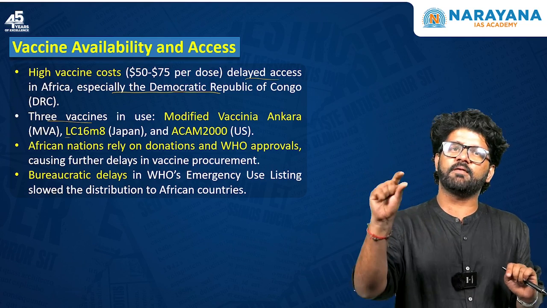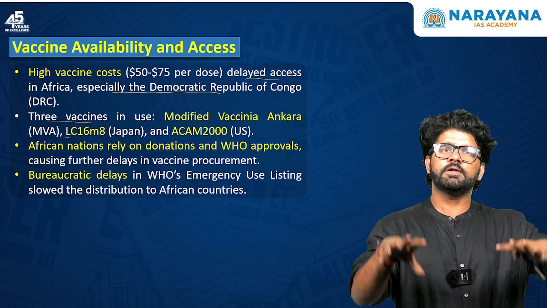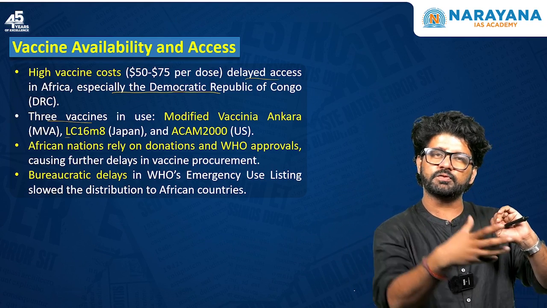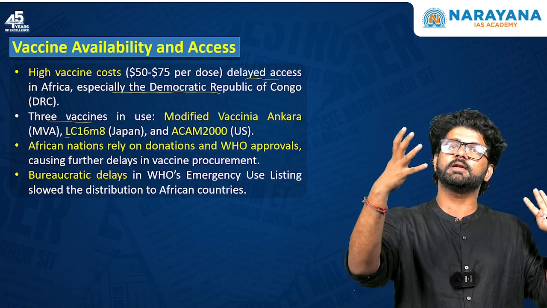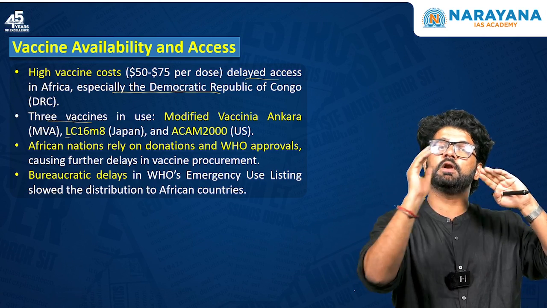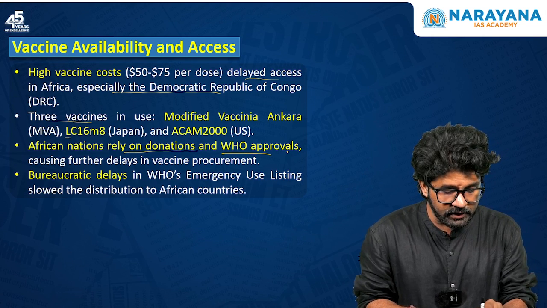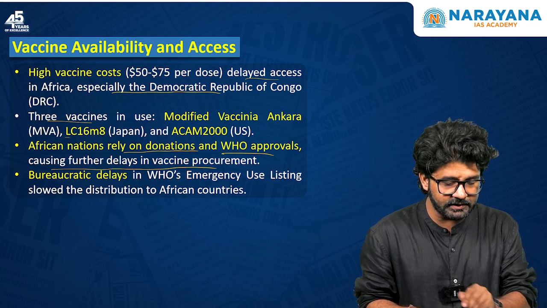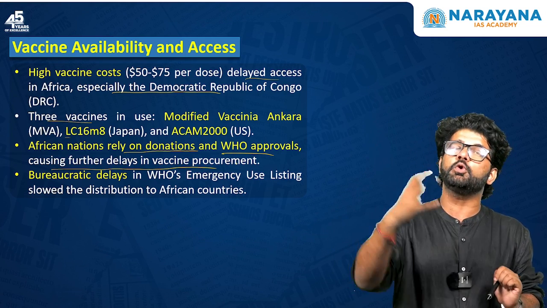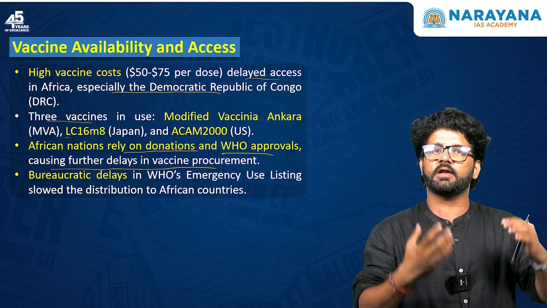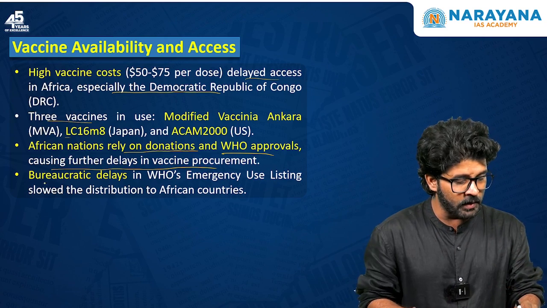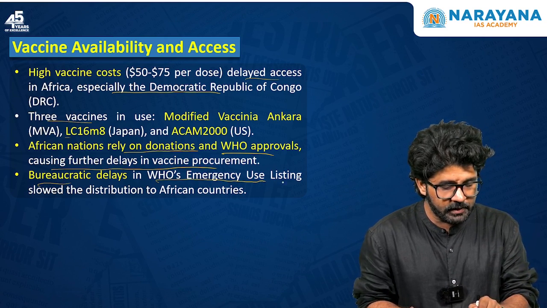It's not like a single vaccine we are relying on, but even these three kinds of vaccines, most of the time the high income countries, the so-called northern countries of the world, are taking it. African countries are lagging behind. African nations rely on donations and WHO approvals, causing further delays in vaccine procurement, because in WHO also, these so-called rich countries have a hegemony. Bureaucratic delays in WHO's emergency use listing.